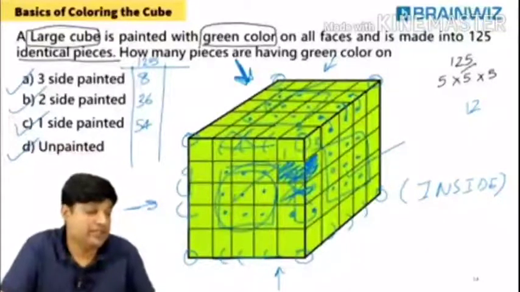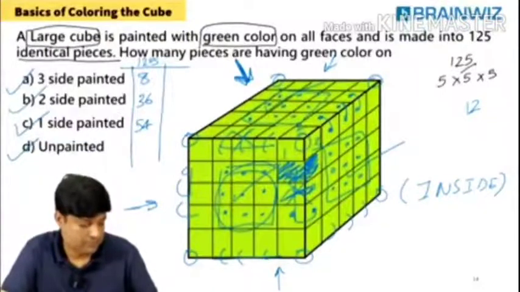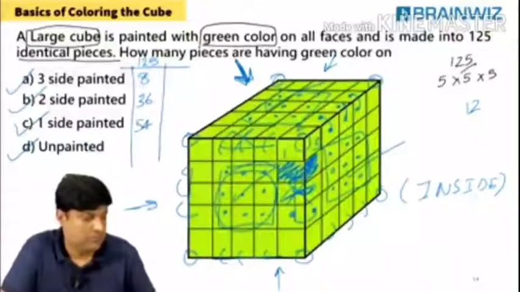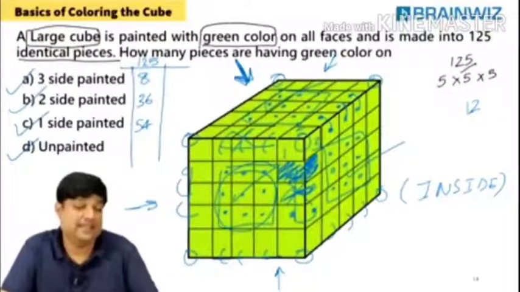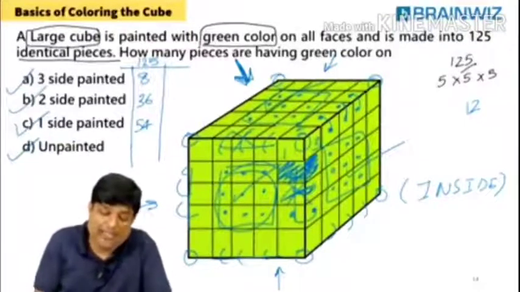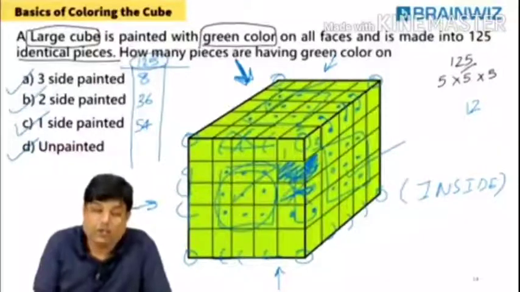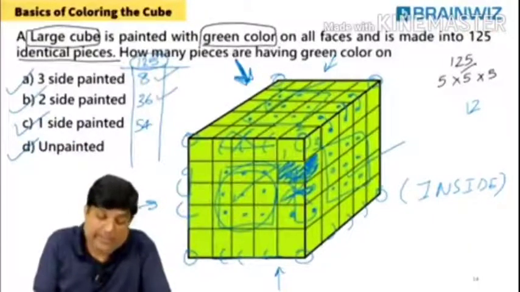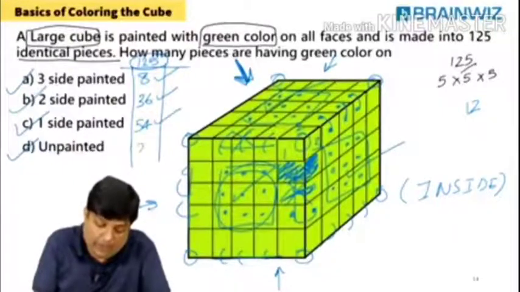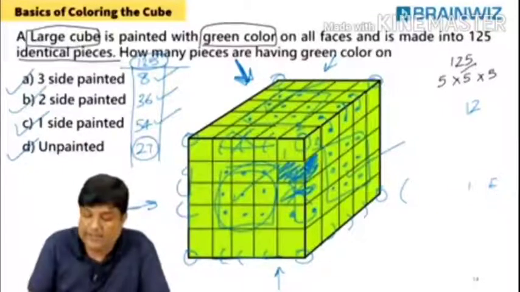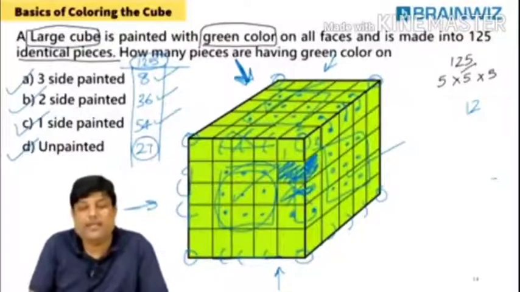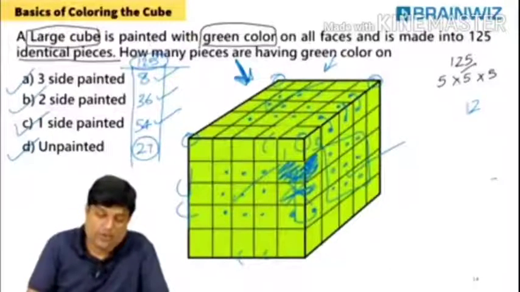Are you sure 27? Prasanna Kumar, how did you get 51? All left pieces. Nadeem, are you sure? Yes. How did you get that? From 125, you have subtracted 8, you have subtracted 36, you have subtracted 54. Then whatever pieces are left inside, that is 27. Are you understanding, everybody? Say yes or no. That's good. So what did we learn now?